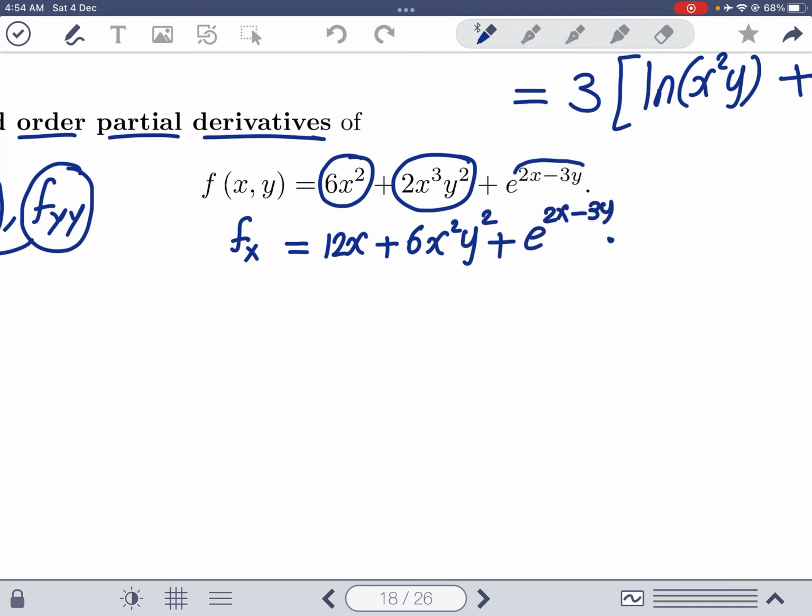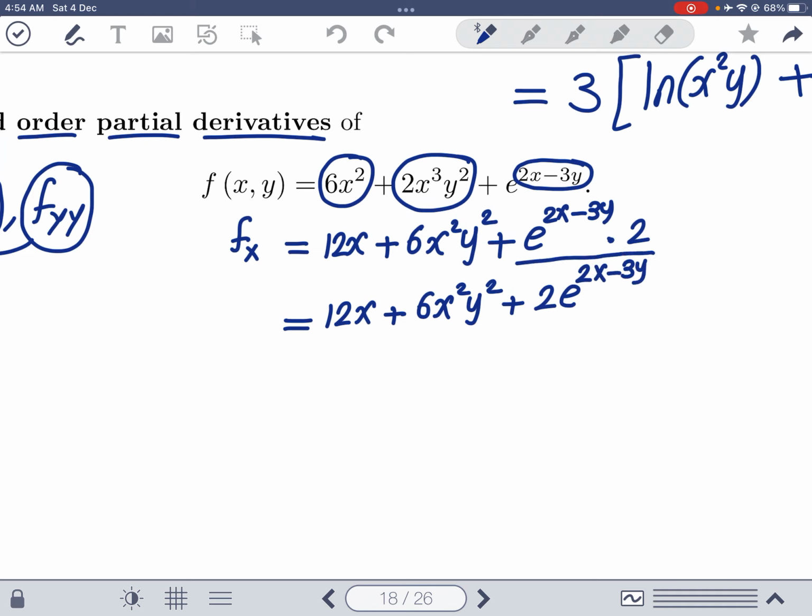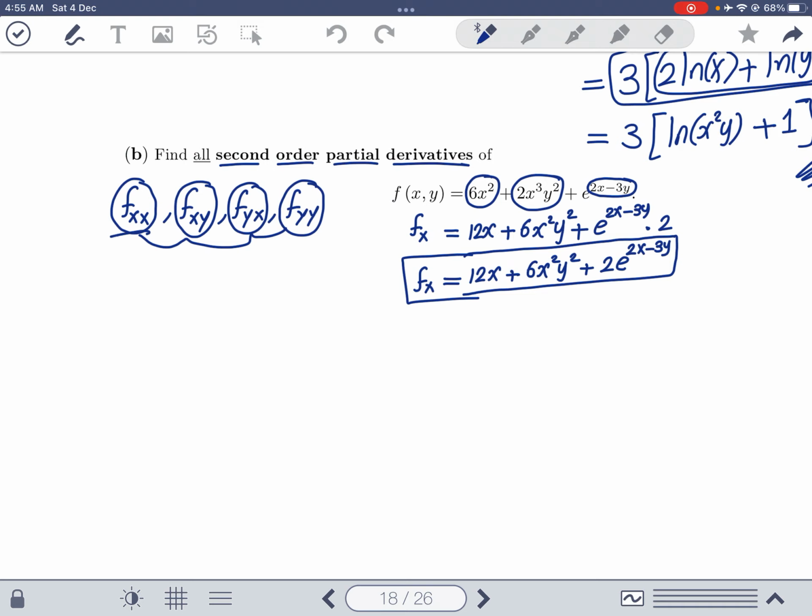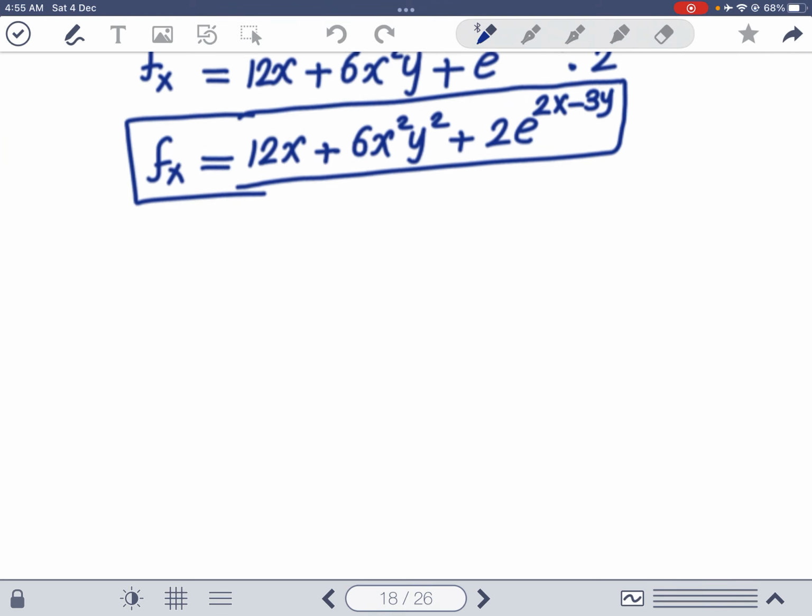times, and now ask yourself the exponent. If I take the derivative with respect to x, because I need x in this question, what would it be? 2. If it was with respect to y, you'll put minus 3. Yeah, see? And now this will be 12x plus 6x squared y squared plus 2 times e to the 2x minus 3y. This here is our fx, notice. And so now we can do fxx and fxy, because those come after.